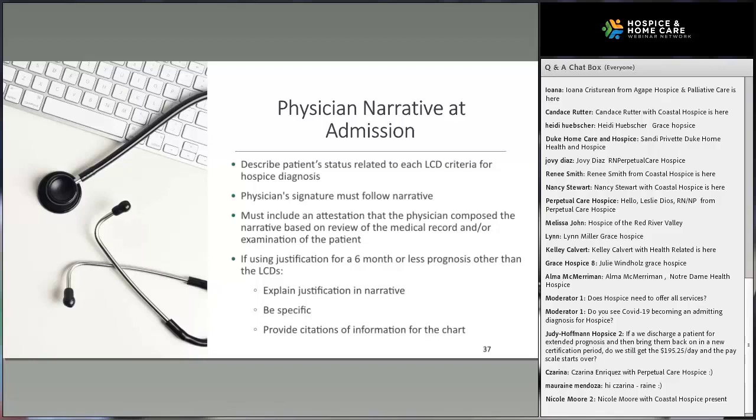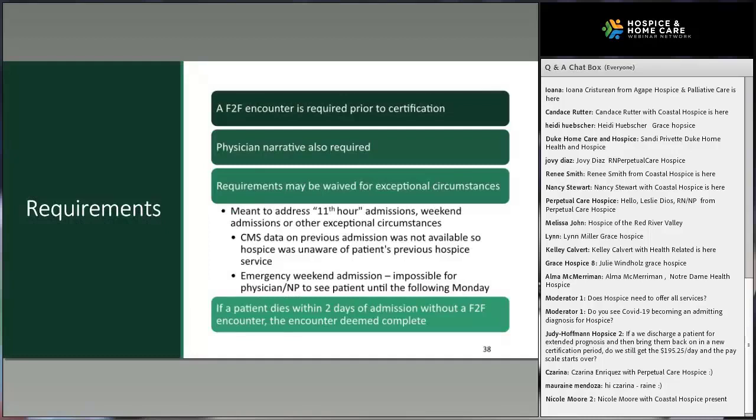If using justification for a 6-month or less prognosis other than the LCDs, and again, many hospices work without the LCDs, explain that justification in the narrative. Be very, very specific and provide citations of information from the chart. So you want to make sure to reference what you need, that you pull together in that summary. If you're not using an LCD specific that's related to your fiscal intermediary, you want to make sure that you pull everything together and justify why you feel this patient should be on hospice.